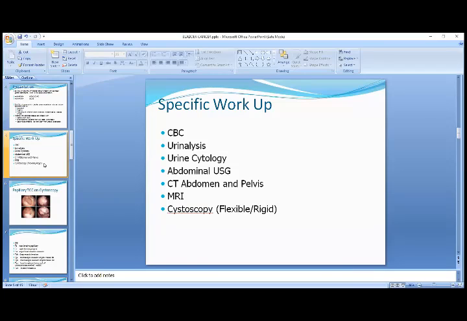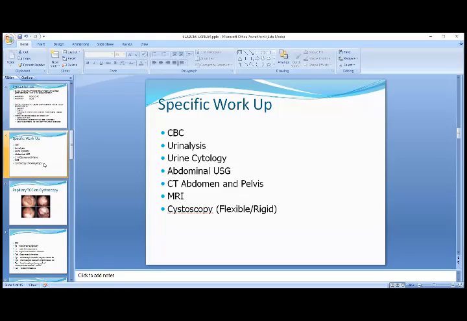Next important investigation that you can carry out in case of bladder tumor is CT abdomen and pelvis. It will give you a very clear-cut idea of the exact tumor burden, the extent of the disease, that is the staging of the disease, and it will also give you an idea of the distant spread or distant metastasis. It will tell you whether the disease has local spread, or it has also migrated or metastasized to the distant organs.